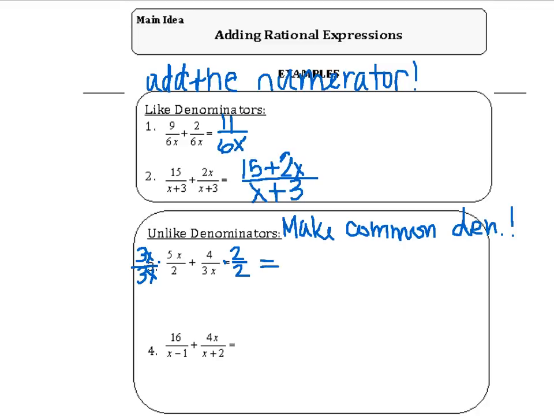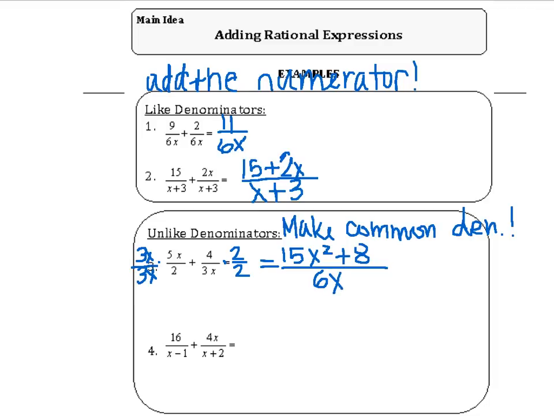Let's simplify now. 3x times 5x, well, that's going to be 15x squared. Plus 4 times 2 is 8. So I have 15x squared plus 8. I'm going to remind myself right now those are not like terms, so we cannot combine them together. On the bottom, 3x times 2 is 6x. Here, 3x times 2 is 6x. So the bottom is just 6x.